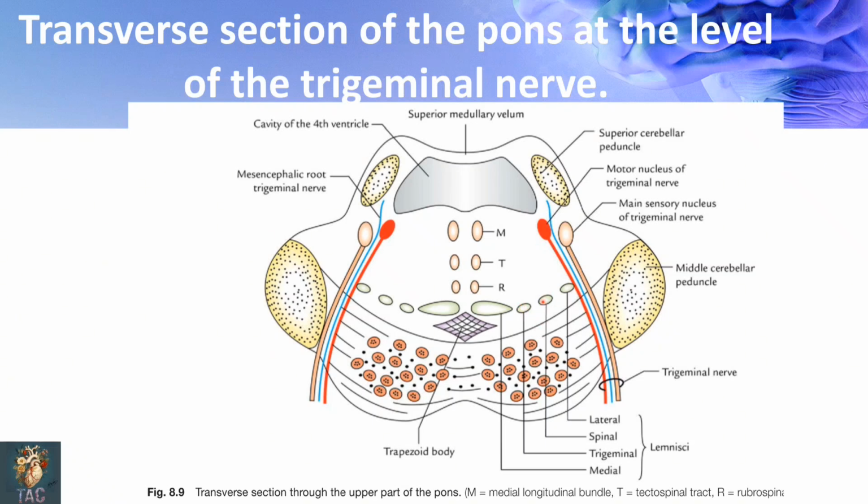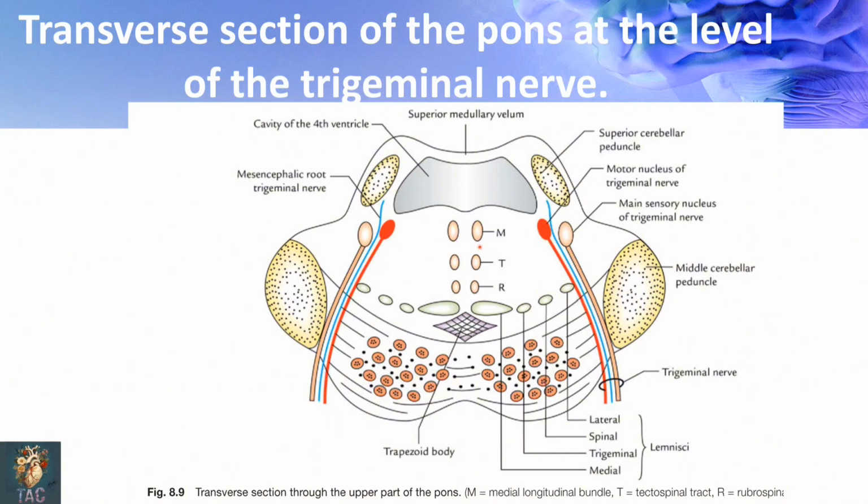Then you can see the spinal lemniscus, which is related to the anterolateral system of the ascending tracts and also contains the spinotectal tract. And here you can see the fourth lemniscus, which is now well developed. This is the lateral lemniscus. So at this level you can see the four lemnisci from medial to lateral: the medial lemniscus, then the trigeminal lemniscus, then the spinal lemniscus, and then the lateral lemniscus. So these are the four lemnisci.